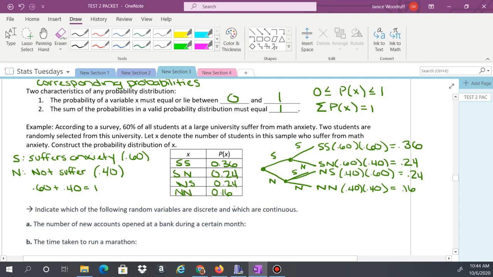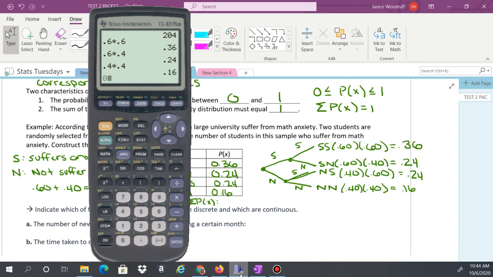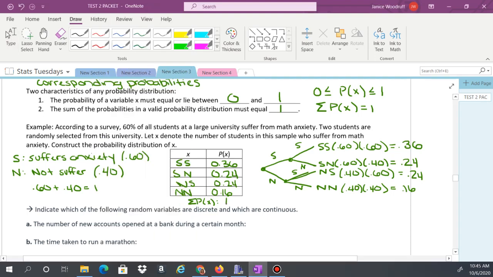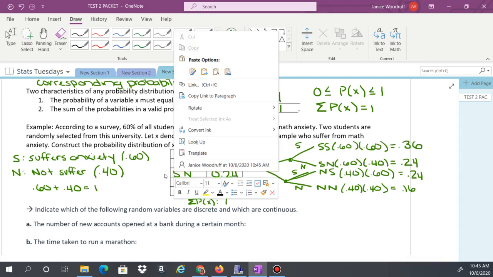And then to check that we did the probability distribution correctly, you want to find the sum of P of X. So we would add all of these together. You have 0.36 plus 0.24 plus 0.24 plus 0.16. That adds to 1. Those are all the possible probabilities. These are all the possible outcomes that we can get for our probability distribution.